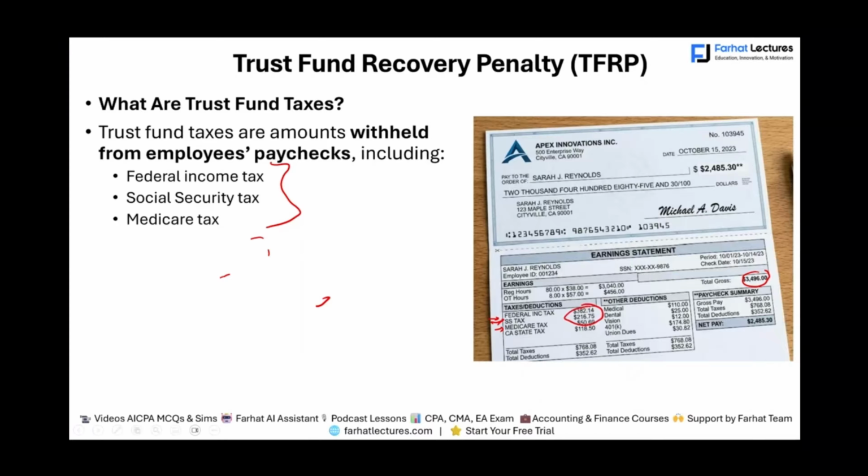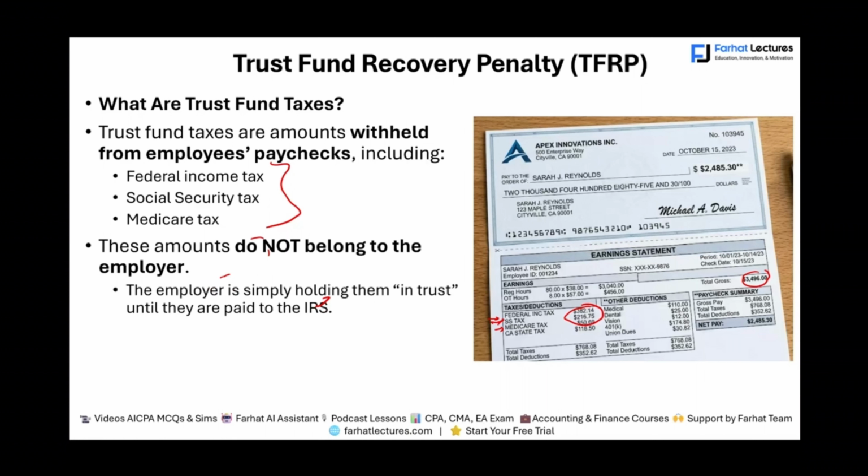Those three. Now, these amounts do not belong to the employer. They belong to the employee, but their job is to take it on behalf of the government. So the employer is simply holding them in a trust. Now, it doesn't have to be a trust in quotes. It means the best practice is to put them in a separate bank account until they are paid to the IRS. Now, keep in mind, the business would withhold state taxes.